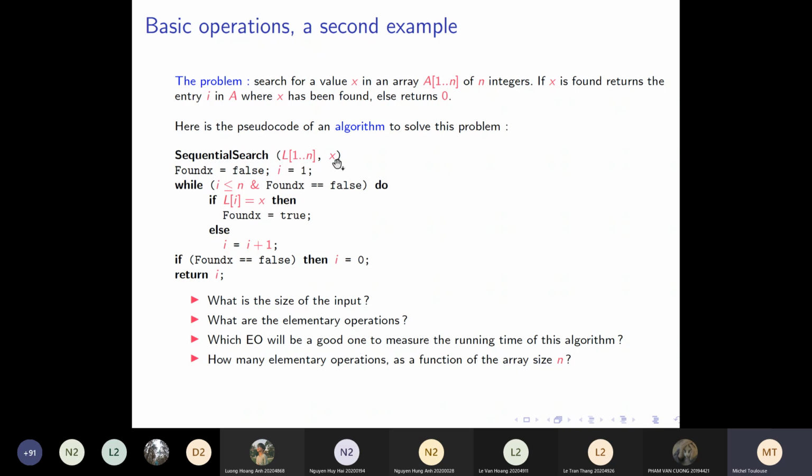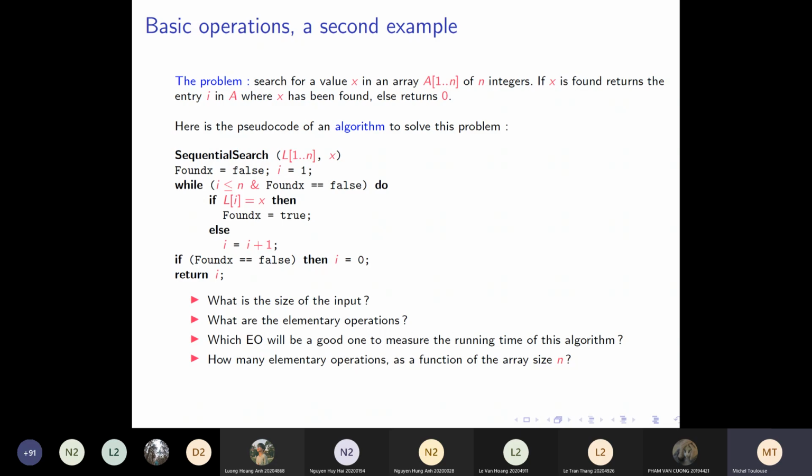And we also have a second input that is some variable. So this algorithm has two inputs. They are not going to be both relevant for measuring the running time. Obviously, if we look at the while loop, the upper bound of the index of the while loop is n. So the number of times that the while loop will be executed depends on the array L, on the size of the array L.